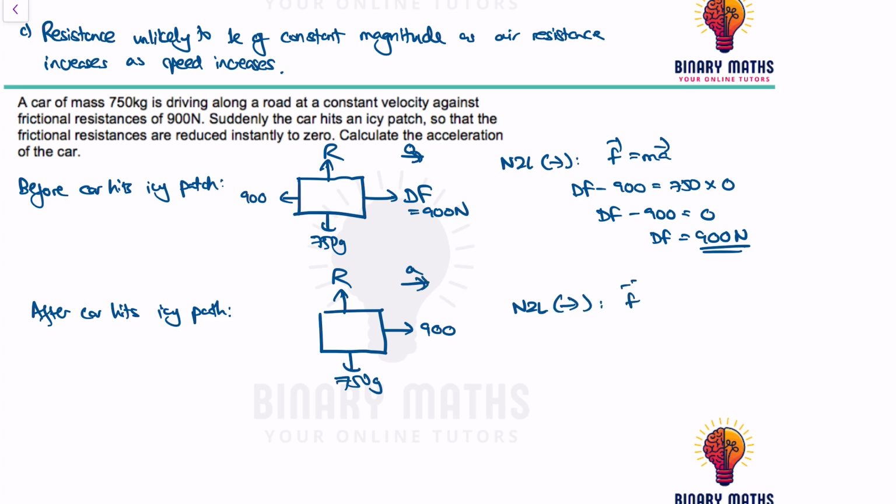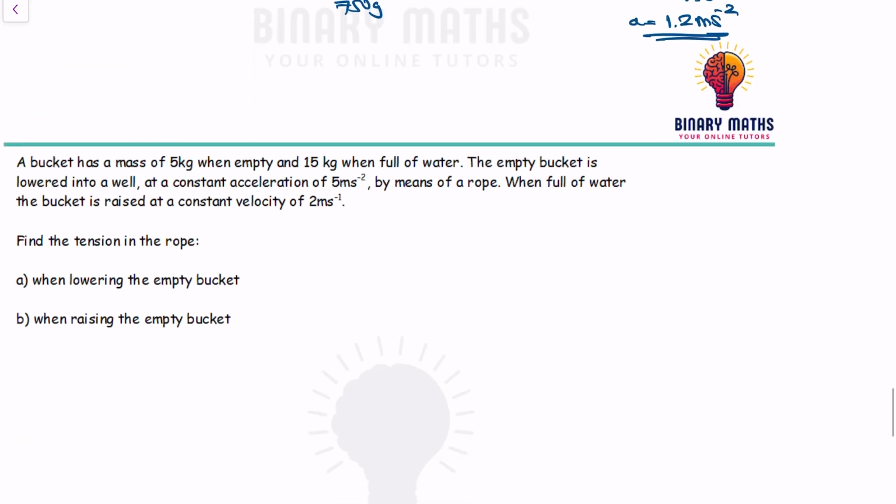Horizontally, F is equal to mass times acceleration. So the resultant force is just 900 in the positive direction. Mass is 750 times acceleration. So acceleration will be 900 divided by 750, which means acceleration is now 1.2 meters per second squared. So by eliminating the frictional resistance, the acceleration has gone from 0 to 1.2.